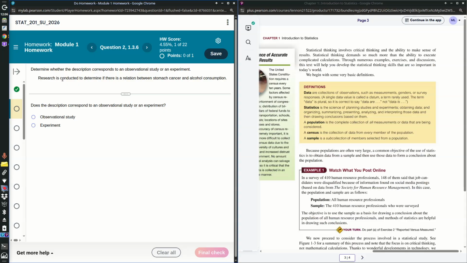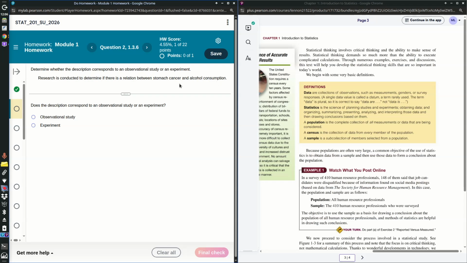Sometimes these are a little bit tricky because they don't exactly give you as much experimental design as you might be given access to if you were really trying to conduct an analysis of an experiment. But it says research is conducted to determine if there's a relation between stomach cancer and alcohol consumption.